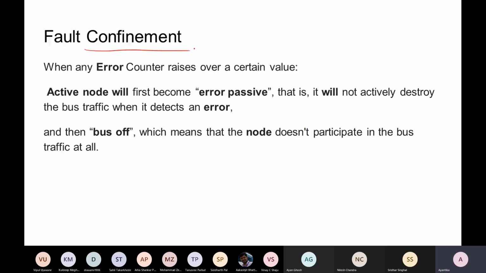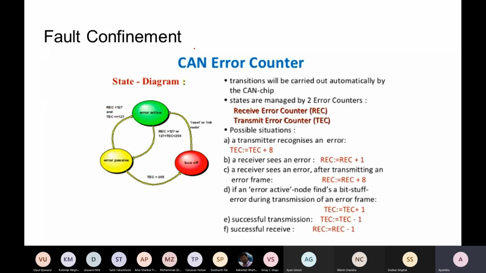as we have already discussed, the concept of state transition can also be used here. This is a state transition diagram where CAN defines 3 types of states. One is error active, another is error passive, another is bus off. What does it mean? CAN gives some counters associated with the error. One is the receive error counter, and another is the transmit error counter.